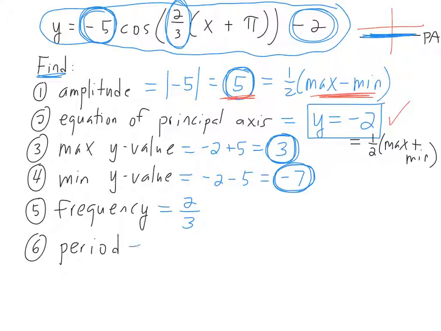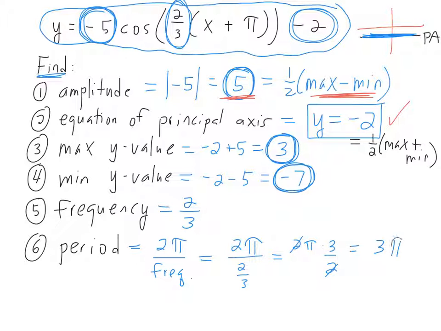Now the period. We said this is the length of time required to complete a full cycle from 0 to 2 pi or 0 to 360. Well, we have a formula for this. You may recall it being known as 2 pi over the other guy. Well, the other guy is the frequency. So it's 2 pi over the frequency of 2/3. So 2 pi divided by 2/3 is the same as multiplying by 3/2. Those will cancel, leaving us with 3 pi. So it would take a distance of 3 pi in order to complete a full cycle.